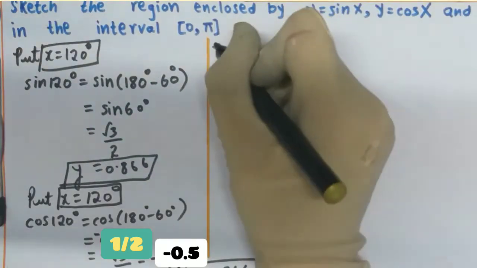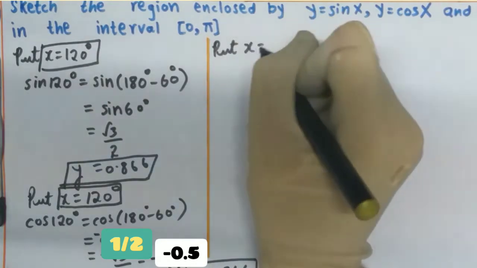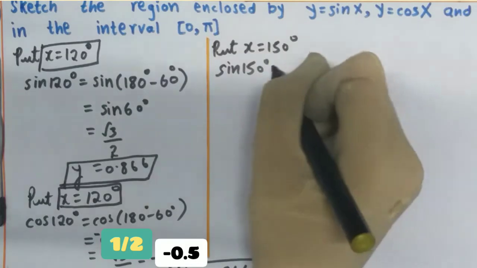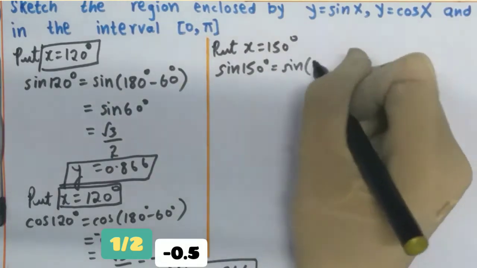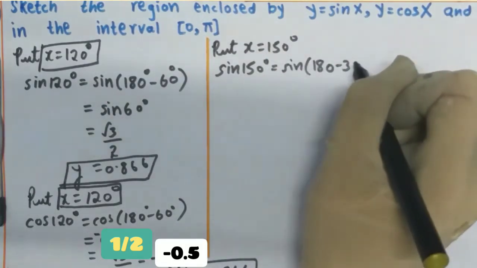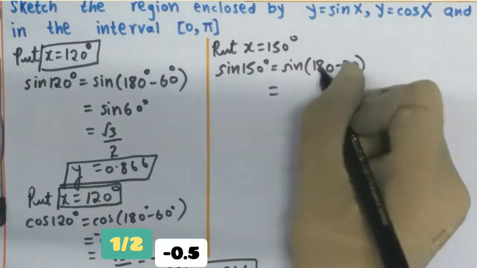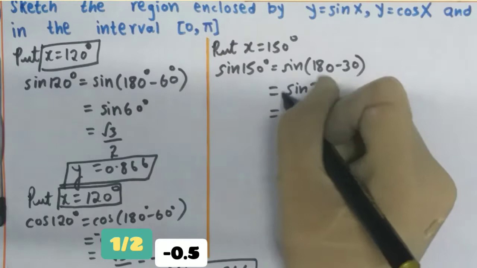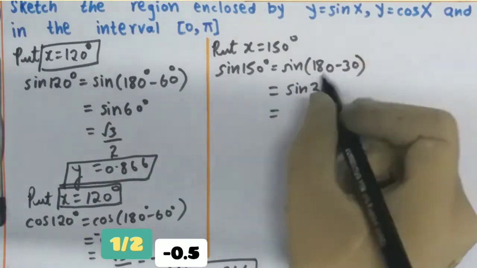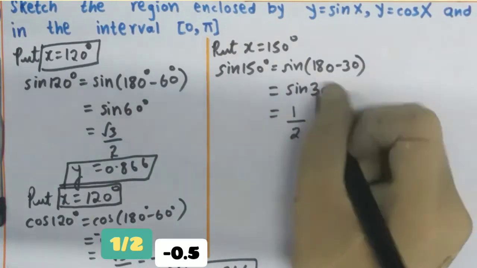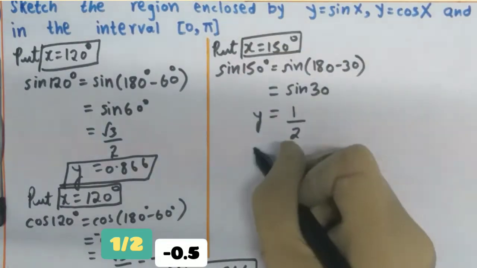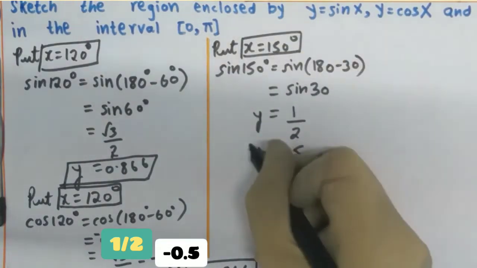Next, put x equals 150 degrees. So we know sine 150 degrees is equal to sine of, how can we write 150? We can write 150 as 180 minus 30. We know sine 180 minus theta is sine theta, and in the second quadrant sine is positive, so it will be plus sine 30 only. We know the value of sine 30 is 1 by 2. So we got when x is 150, y is equal to 1 by 2, that is equal to 0.5.